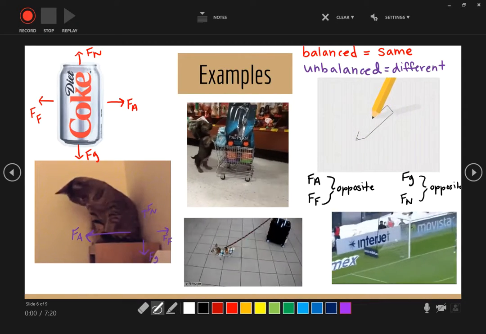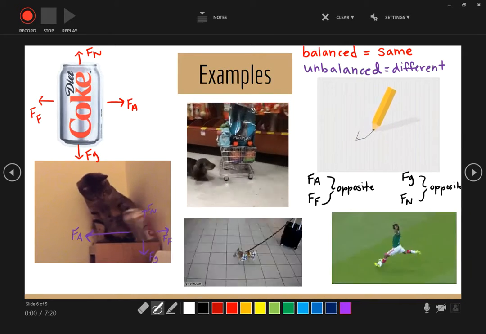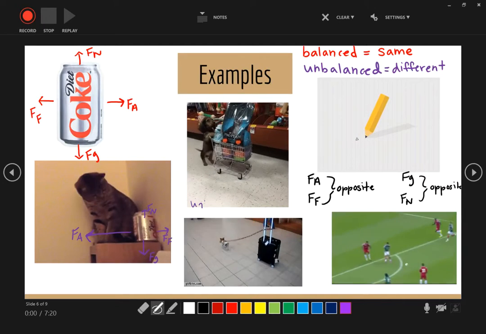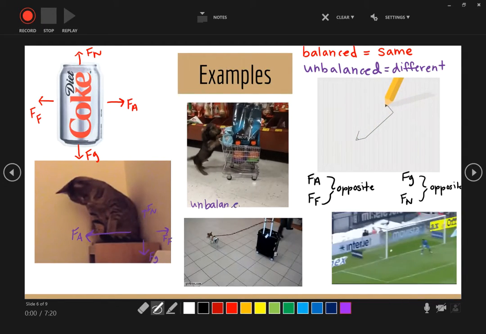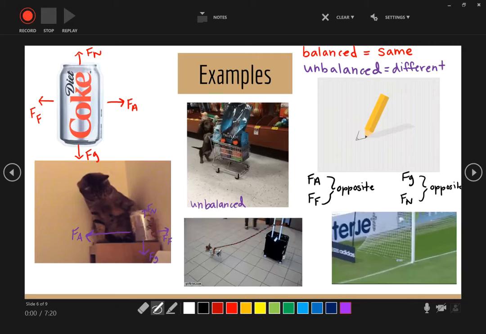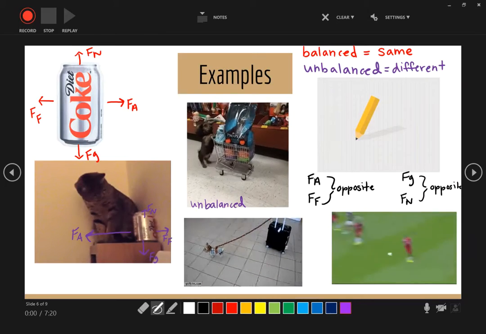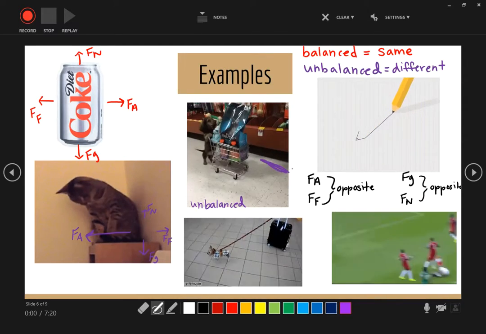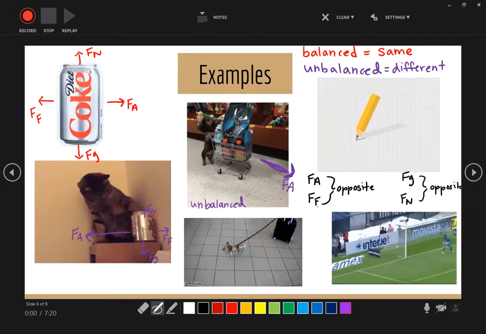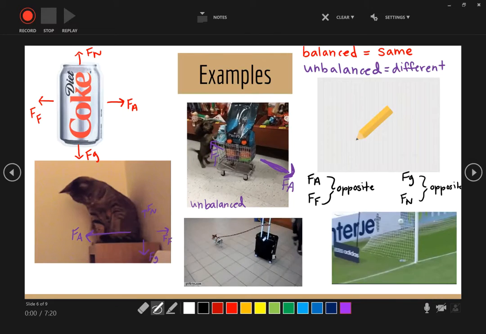All right, let's take a look at the dog pushing the shopping cart. Are our forces balanced or unbalanced? They are unbalanced because our shopping cart goes from not moving to moving. All right, and in which direction is our force applied? To the right, because that is the direction our dog is pushing the cart and the direction it's moving. So my longer arrow is going to be to the right, and that's my force applied. What always comes opposite? My force of friction. So that arrow is going to be slightly smaller because the cart is moving.